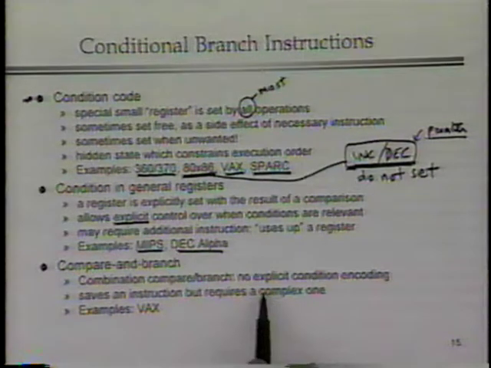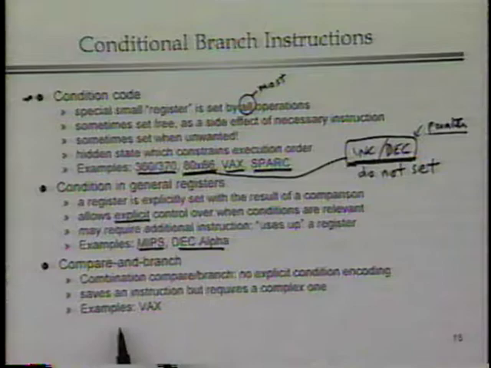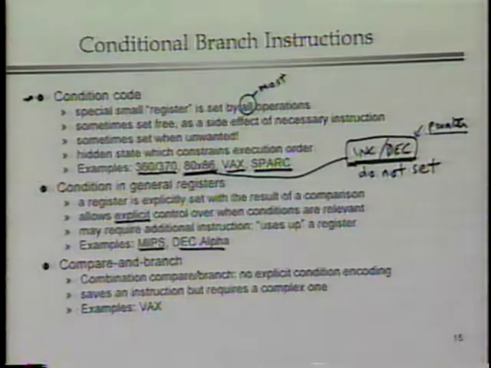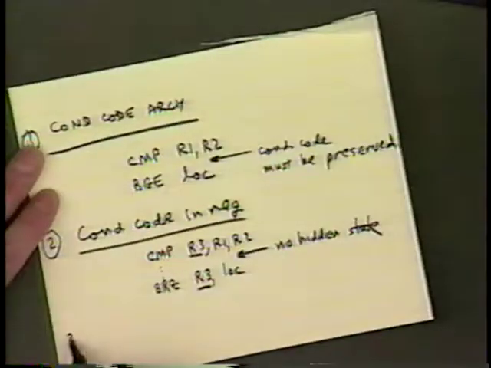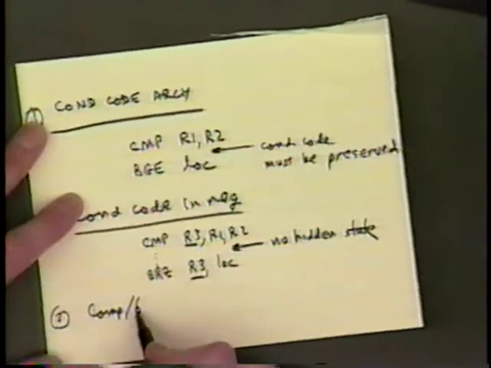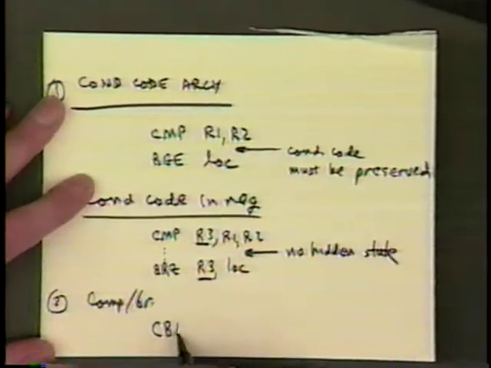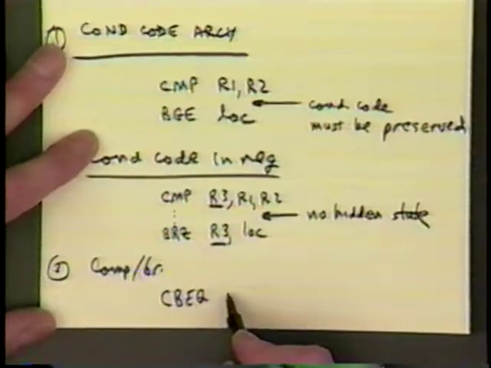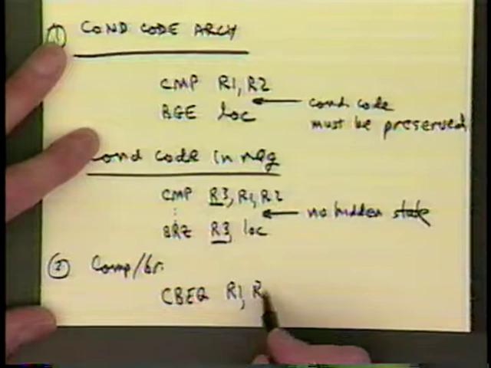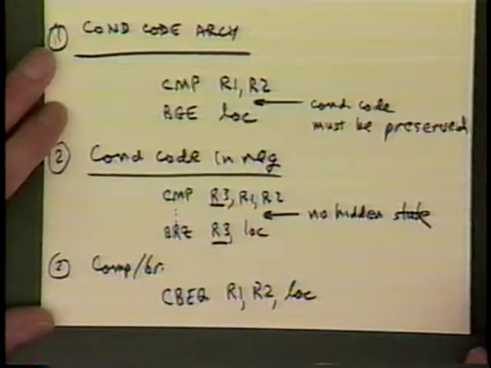Rather than having to save the result of doing the comparison, either in a register or in a condition code, you just do it all at once. And you do something like, let's say we have a compare-branch architecture. You do a single instruction that does something like compare and branch if equal by comparing register 1, register 2. If they're equal, branch to location.